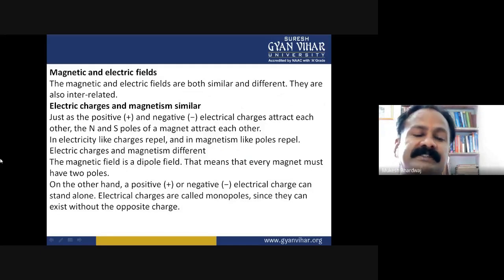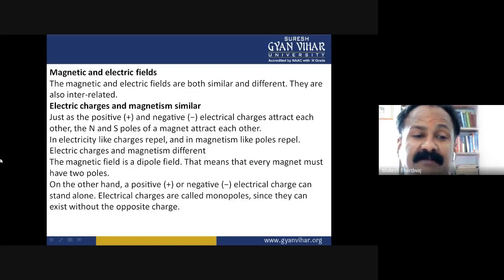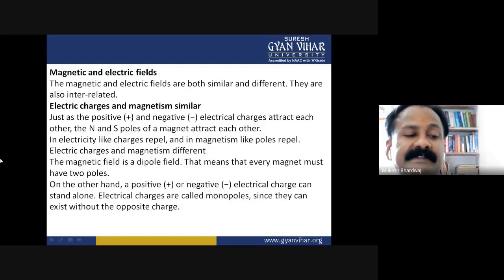Electric charges and magnetism are different. The magnetic field is a dipole field. That means that every magnet must have two poles, a magnetic dipole. In detail, we can say that the magnetic field produced by a small current loop is similar to the electric field produced from a small electric dipole. For this reason, a small current loop is called a magnetic dipole.